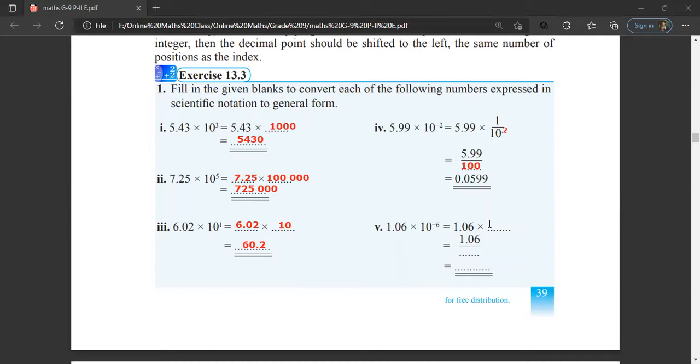0.06 into 10 to the power minus 6. 10 to the power minus 6 means what? 1 over 10 to the power 6. Very good. 1 over 10 to the power 6, right? 1 over 10 to the power 6, very good.